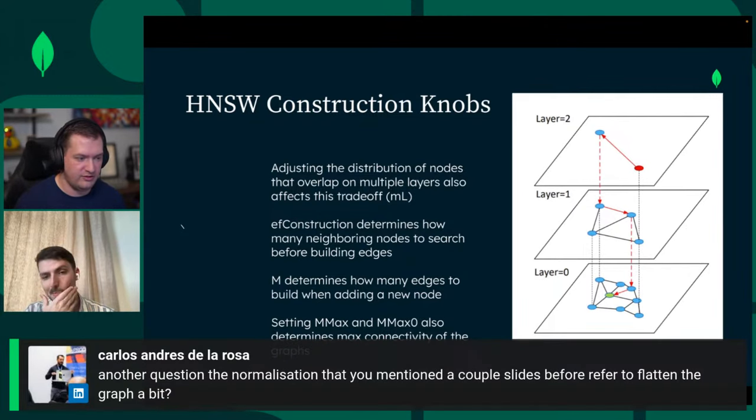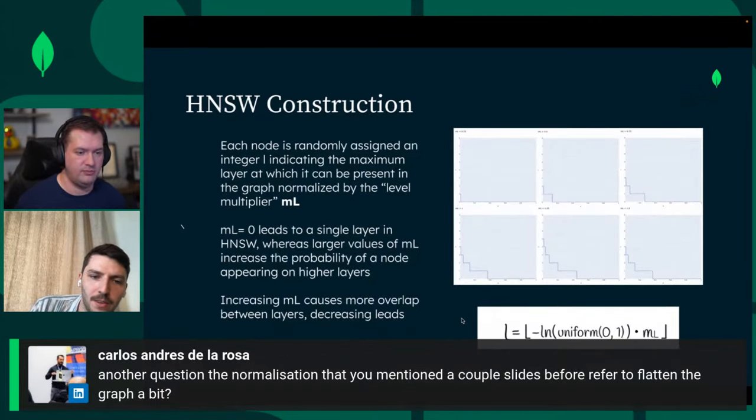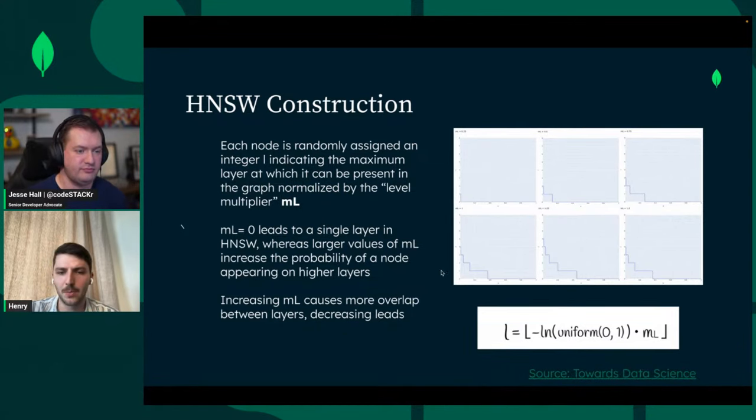There is one other question. The normalization that you mentioned a couple of slides before, does it refer to flattening the graph a bit? Yes. Basically, normalize is kind of a funny term here. I probably should strike that. But basically, you're trying to define, given this level multiplier, the degree to which a node is more or less likely to appear on multiple levels. So if you make it really hard for a node to have an integer produced from this function greater than zero, it's highly unlikely you're going to see nodes on layers above layer zero. You're going to have mostly everything on layer zero, which means you're not going to be able to skip around zones on layer zero via layer one. And similarly, if you don't even have a layer two, you can't skip around layer one.